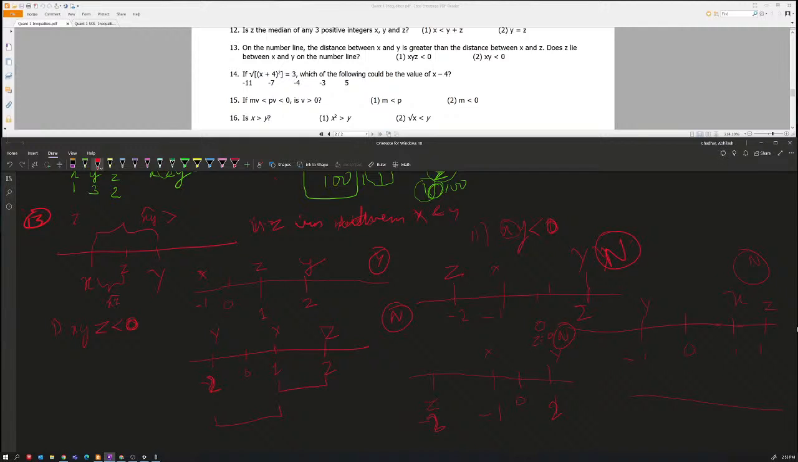Let's check another one. y is equal to -2, right? This is 0. Let z be 1 and x be 2. So in this case, this distance is again greater than the other distance, and it can be here both positive, and we get a yes answer here, so we get the answer.